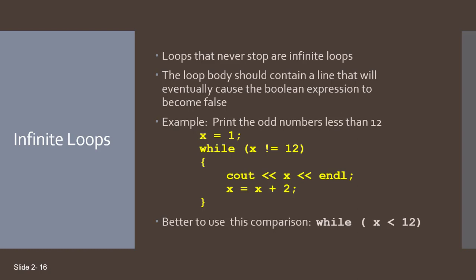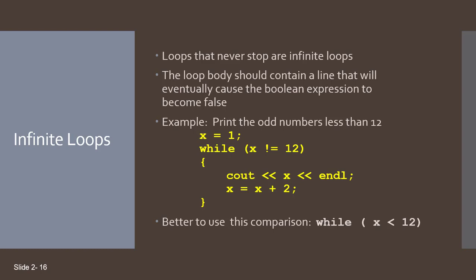3 is not equal to 12, so we print out 3, and now it becomes 5. 5 is not equal to 12, so in we go again, and it prints 5 out, and x now becomes 7. 7 is not equal to 12, so we get into the loop again, and we print out 7. We add 2, it's 9. Back around. 9 is not equal to 12, so go in again. Now it's 11. Back around. 11 is not equal to 12. Go in again. Print out 11. We add 2 to it. Now it's 13. 13 is not equal to 12. And now we're in trouble because it's going to be 13, 15, 17, 19, 21. It's just going to go and go and go. There's no way to get out of this loop because x will never ever equal 12.